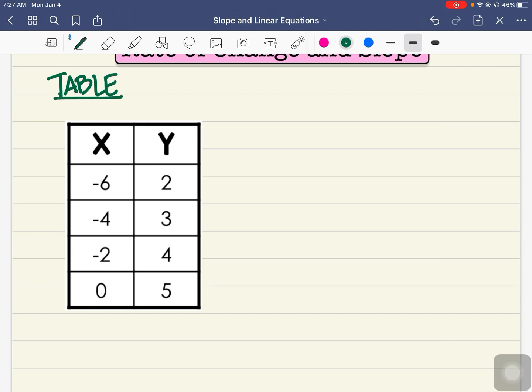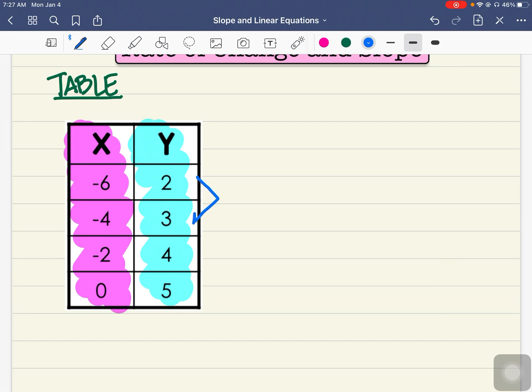And in this table, our x's are in pink and our y's are in blue. Okay, so what we want to do is look for the pattern. How do the y's change? Here's what I meant by a pattern.